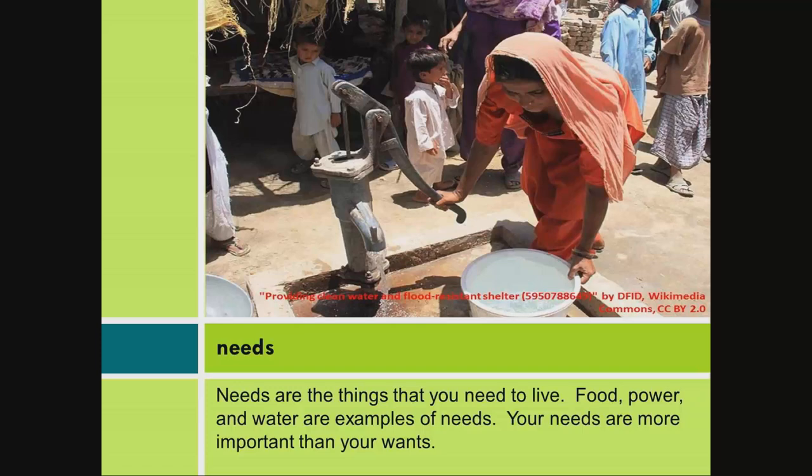Needs. Needs are the things that you need to live. Food, power, and water are examples of needs. Your needs are more important than your wants.